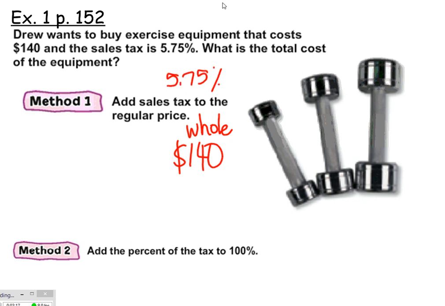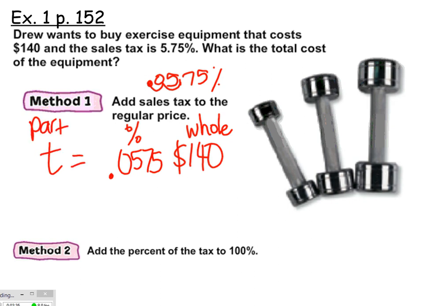To change the percent to a decimal, you divide by 100, which moves the decimal 2 places left, which is 0.0575. That's your percent. And we're trying to find the part for tax. So let's call that part T for tax. Part equals percent times the whole. All you need to do now is multiply 0.0575 times 140, and you get the sales tax to be $8.05. So that's the amount of tax.